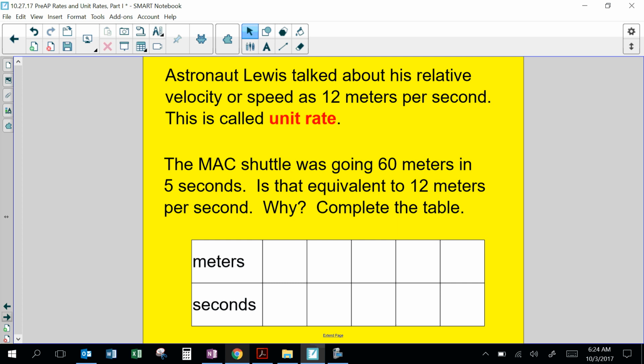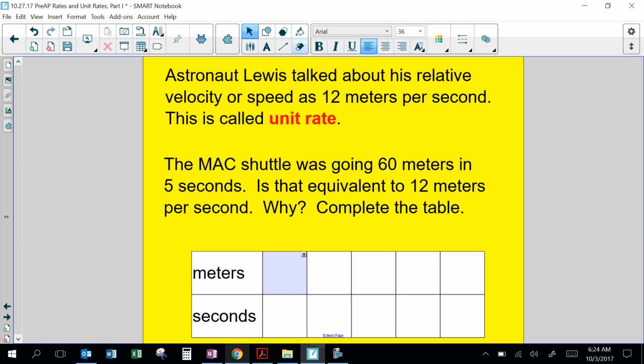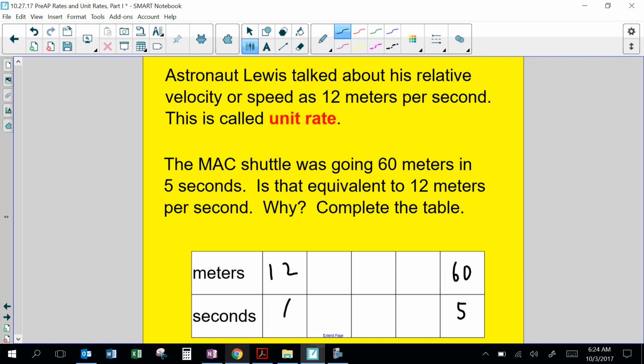This is called unit rate. The Max shuttle was going 60 meters in 5 seconds. Is this equivalent to 12 meters per second? That means 12 meters for every second. Are they equivalent? So 12 meters, let me write this down, for every 1 second. The Max shuttle was going 60 meters in 5 seconds. Are they equivalent? How can you prove to me they are equivalent?